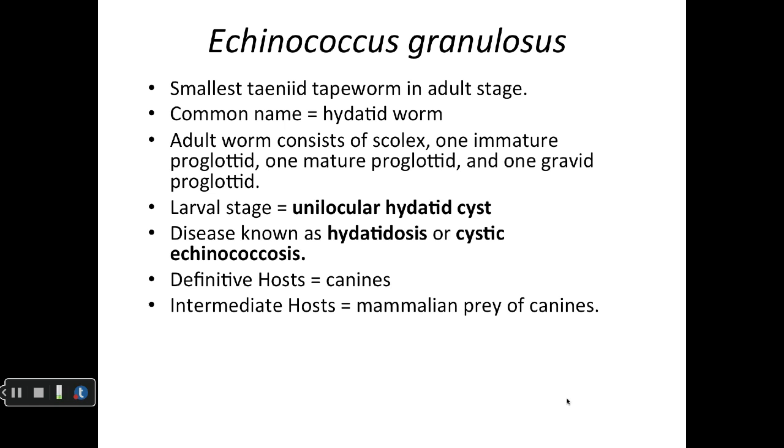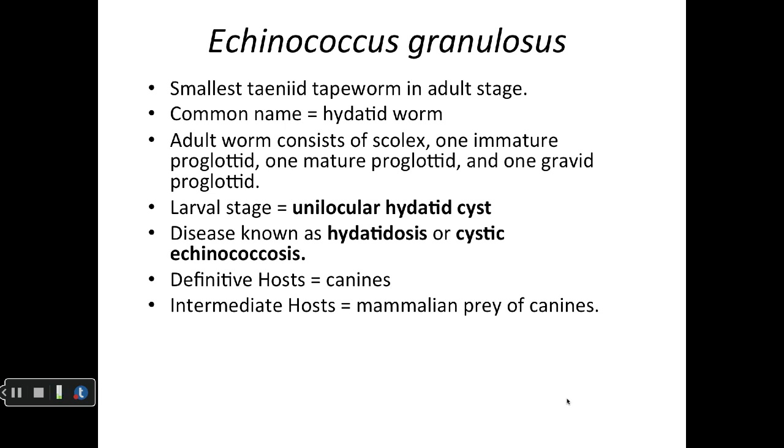Next, we have the smallest Taenia tapeworm, at least in the adult stage, and that is Echinococcus granulosus. The common name of Echinococcus granulosus is the hydatid worm, which refers to the larval stage of this parasite. The adult worm itself consists only of a scolex, an immature proglottid, a mature proglottid, and one gravid proglottid. So this is the parasite that I showed you in the first slide that is quite small, especially in comparison to a 10-foot Taenia solium.